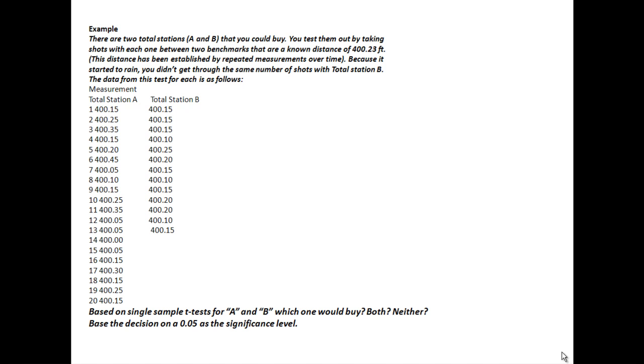You go out with total station A and take 20 shots. You go out with total station B and take 13 shots, and those shots are seen on your screen right there. So a t-test might help decide which one you would buy, A or B, or would you buy both, or would you buy neither? You're going to base this decision on an alpha of 0.05, or a significance level of 0.05.